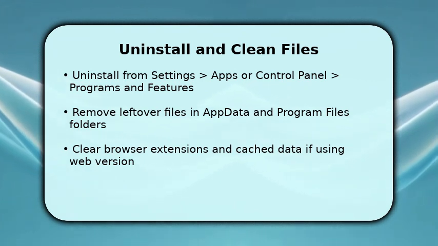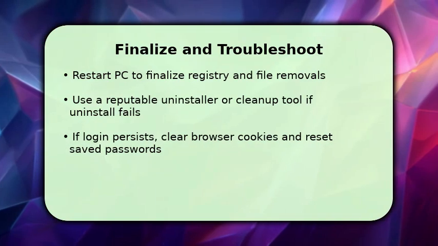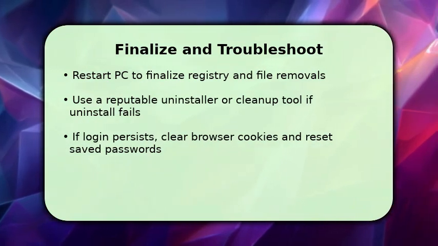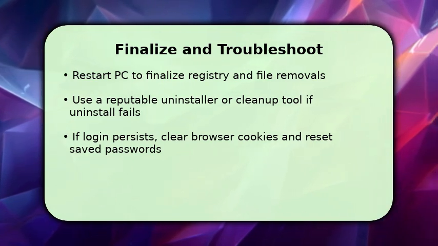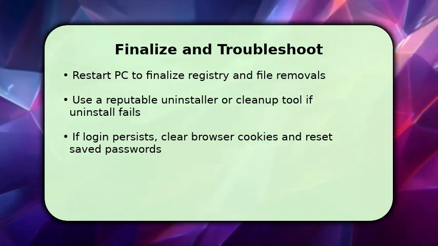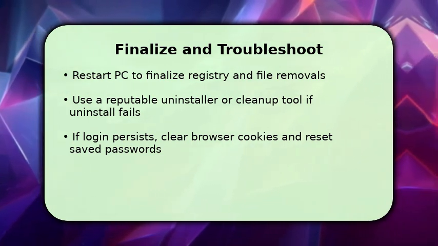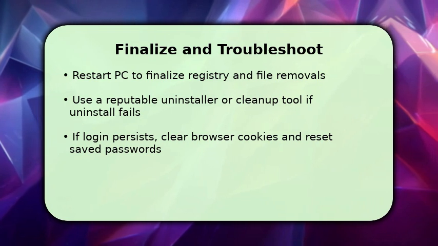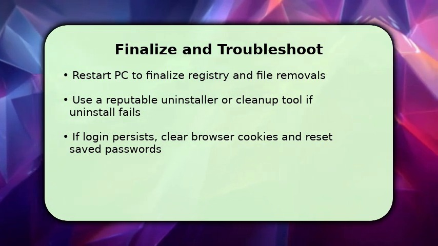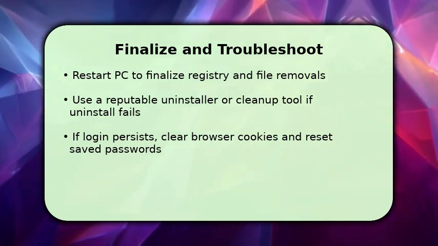This completes the removal. If the standard uninstall left traces or failed, run a reputable uninstaller or cleanup utility to remove registry keys and orphan files. Once restarted, verify no Chess.com extensions or saved credentials remain, clear browser cookies, and saved passwords if login pages still autofill.